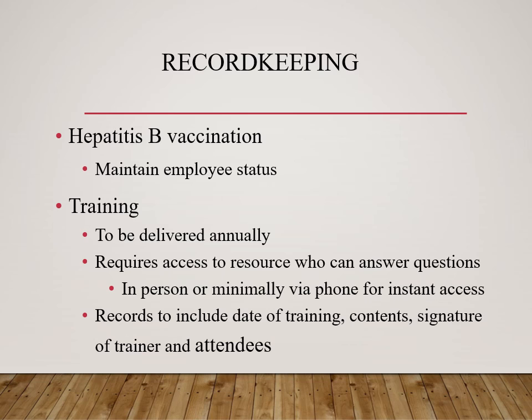Hepatitis B vaccinations. Maintain employee status. Training on bloodborne pathogens is to be delivered annually. Requires access to resources who can answer questions in person or minimally via phone for instant access. Records to include date of training, contents, signature of trainer and attendees.